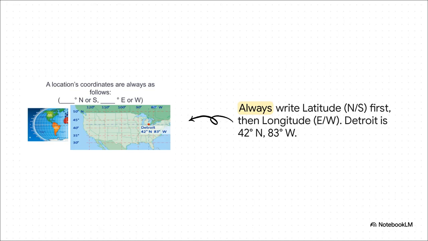And to avoid any confusion, the format for writing coordinates is always the same, no exceptions. You always state the latitude first, that's how far north or south you are. Then you state the longitude, how far east or west. So for a city like Detroit, you go 42 degrees north of the equator, then 83 degrees west of the prime meridian, and boom, there's only one spot on the entire planet where those two lines cross.